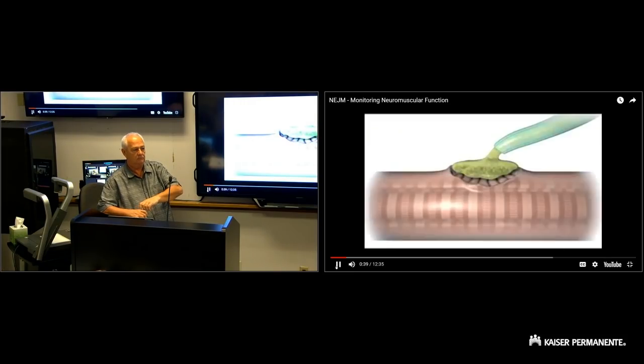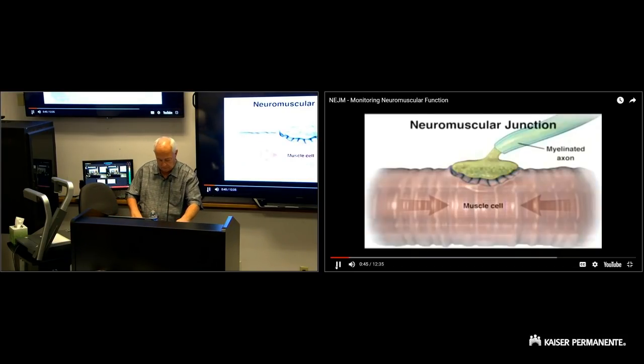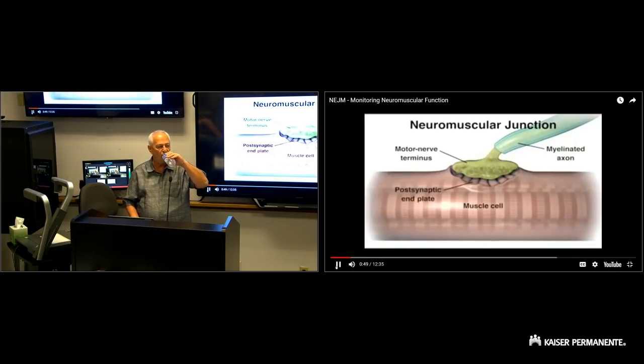It is important to understand the principles of normal neuromuscular transmission when you are using neuromuscular blocking agents. The neuromuscular junction consists of the motor nerve terminus, the postsynaptic muscle end plate, and the intervening gap.